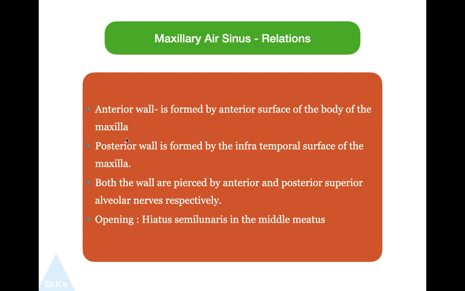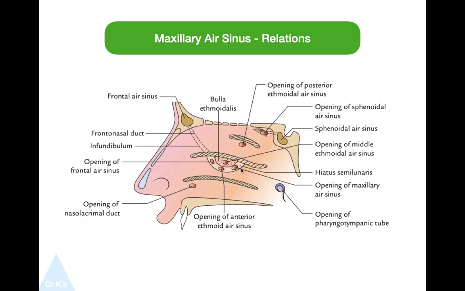The continuation of the maxillary air sinus relations. The anterior wall is formed by the anterior surface of the body of the maxilla. The posterior wall is formed by the infratemporal surface of the maxilla, and both these walls are pierced by the anterior and posterior superior alveolar nerves. Remember, the maxilla bears the upper teeth, that is the superior alveolar. Opening: where does this maxillary air sinus open? Here, in the posterior aspect of the hiatus semilunaris, the maxillary air sinus opens.